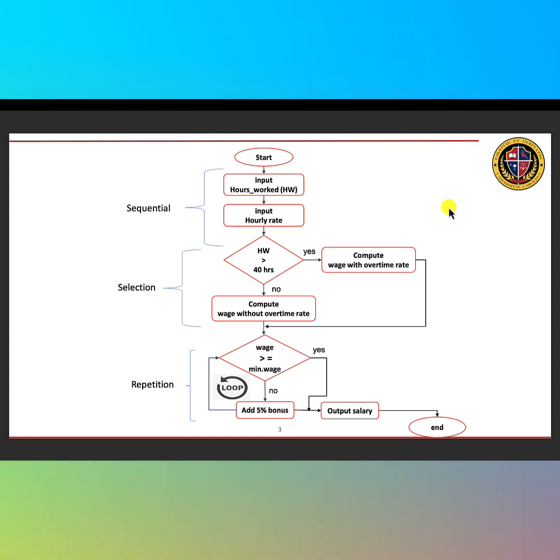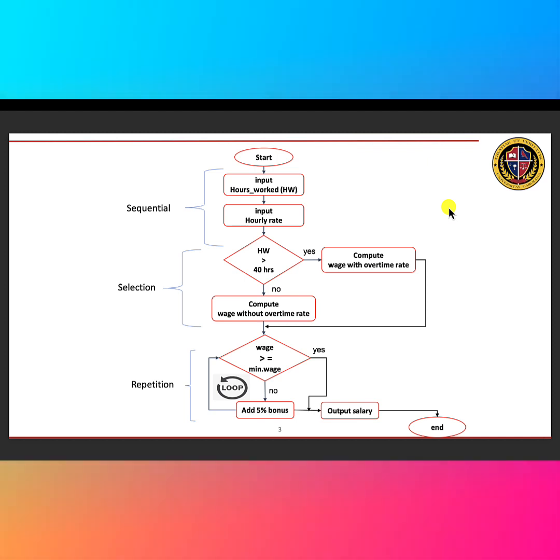Then the next stage is that we need to make a decision. How will we compute the wage of the employee? If the hours worked is more than 40, then we need to compute the wage of the employee with the overtime rate. If it is not more than 40, then we need to compute the wage without the overtime rate. So here, we're going to make a decision as to which step to follow. Compute the wage with overtime rate or compute the wage without overtime rate. So this is a selective flow of logic.